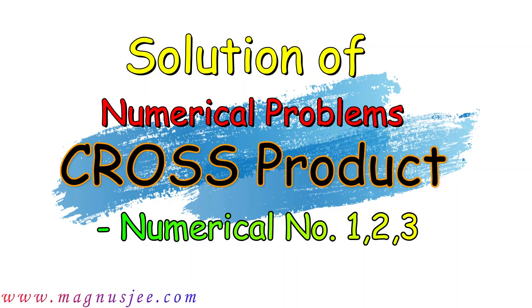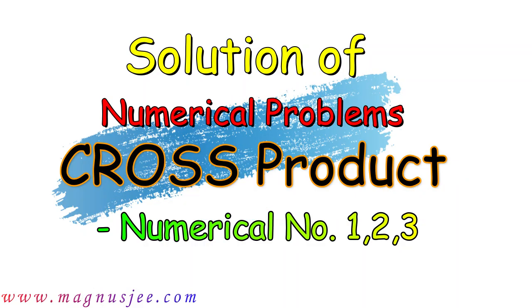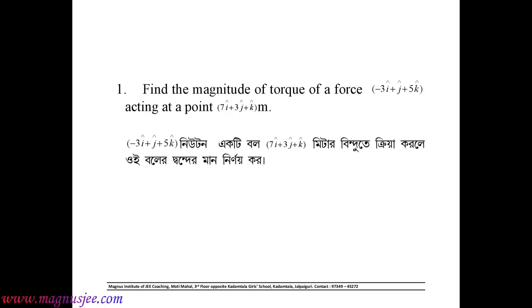Solution of numerical problems of the chapter cross product. Numerical number 1. Find the magnitude of torque of a force minus 3i cap plus j cap plus 5k cap Newton acting at a point 7i cap plus 3j cap plus k cap meter.